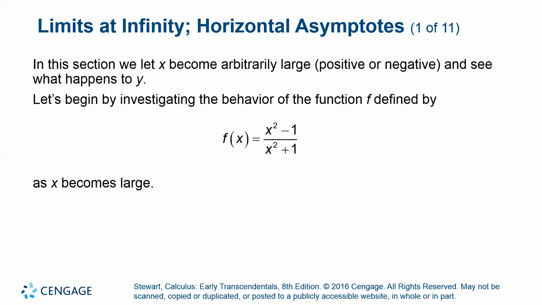Now let's consider this example. Say that we let x become arbitrarily large. It could be positive or negative. Arbitrarily large means that it's increasing arbitrarily to positive infinity or negative infinity. So we want to begin to investigate how this function behaves as x becomes large. And again, when x becomes large, we're going to consider values that increase negatively or positively. So let's go to the next slide.